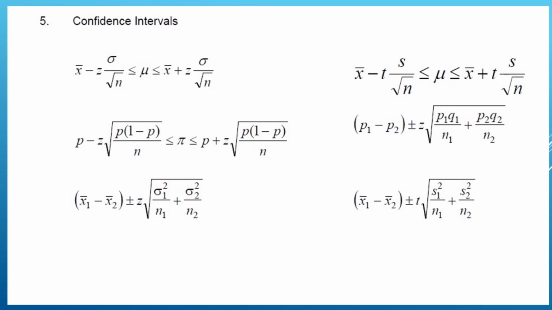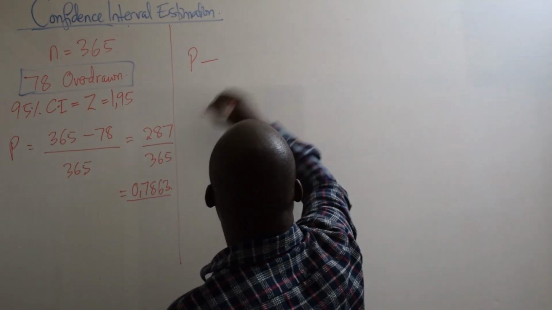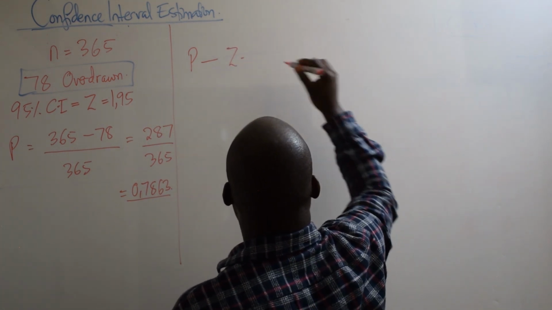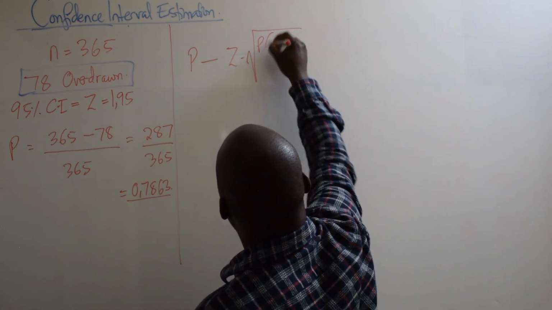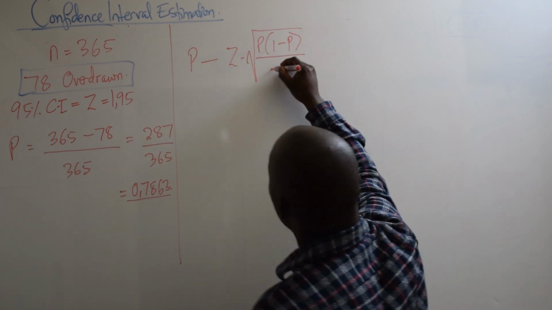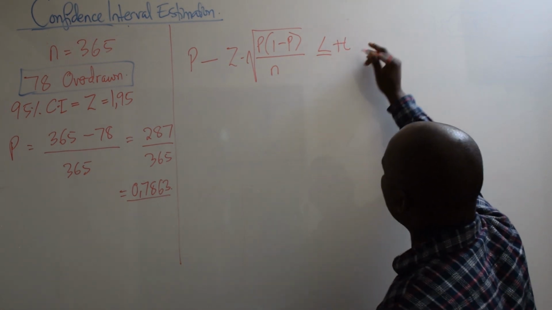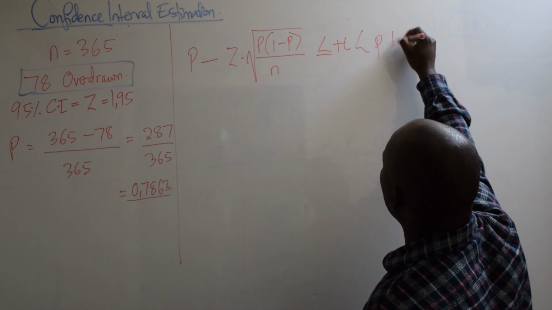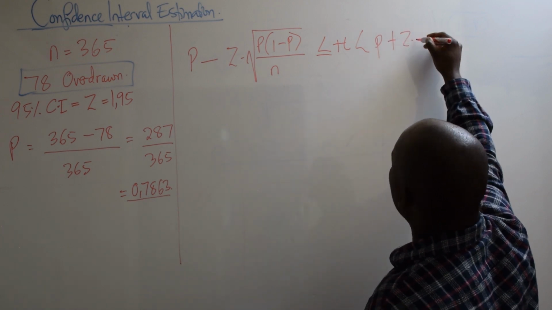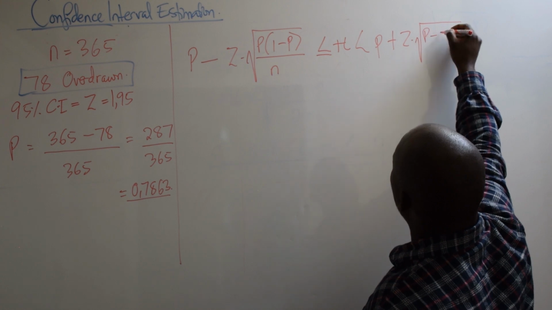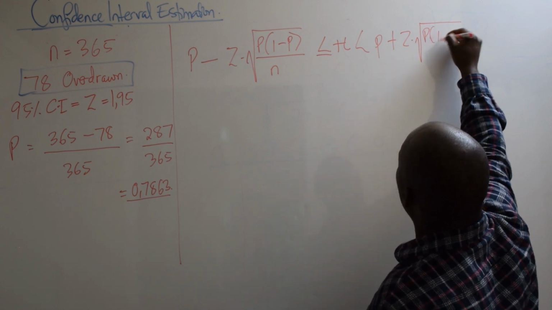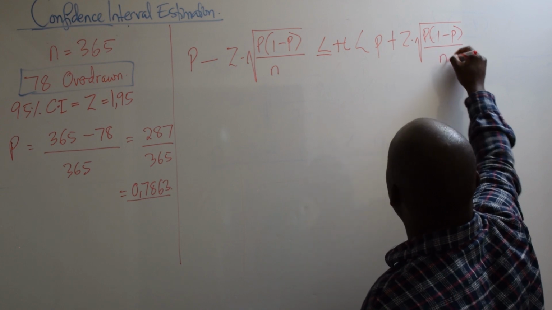Our formula under the confidence interval, looking at qualitative data, would say P minus Z multiplied by the square root of P, 1 minus P over N, less than or equal to the population parameter, which is pi, which is also P, plus Z multiplied by the square root of P, bracket 1 minus P over N.